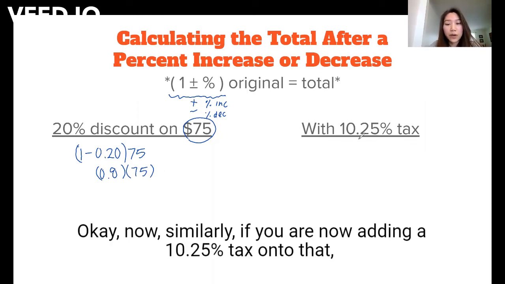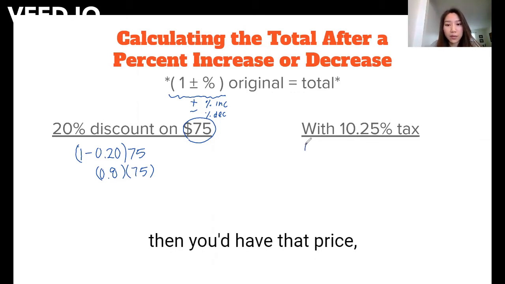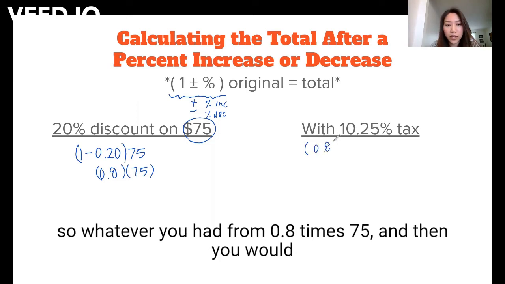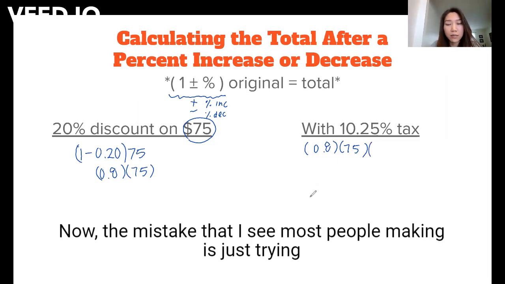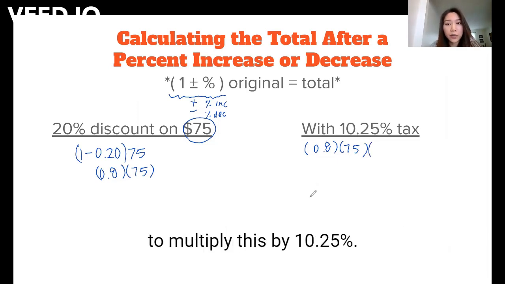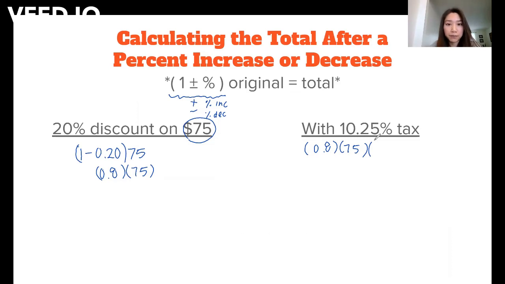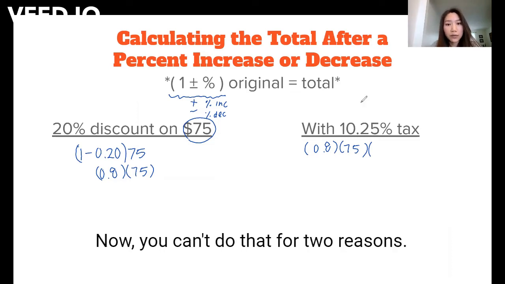Now, similarly, if you are now adding a 10.25% tax onto that, then you'd have that price, so whatever you had from 0.8 times the 75, and then you would add a 10.25% tax on that. Now, the mistake that I see most people making is just trying to multiply this by 10.25%. Now, you can't do that for two reasons.